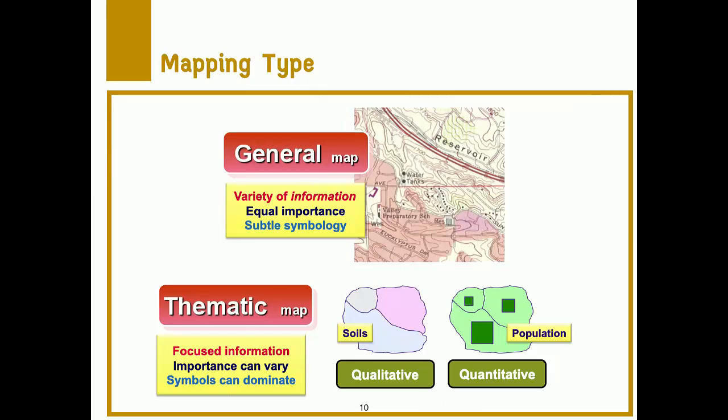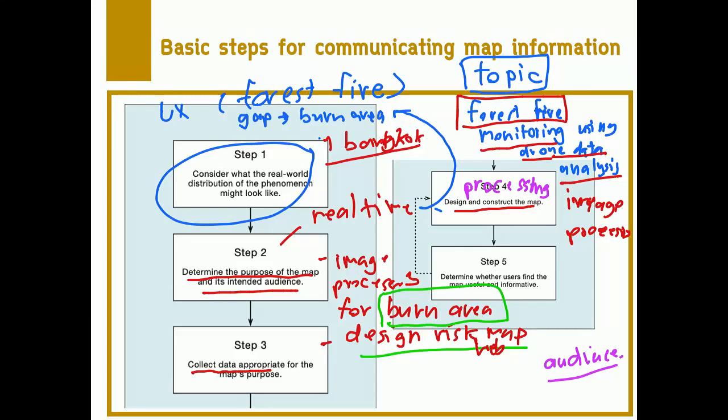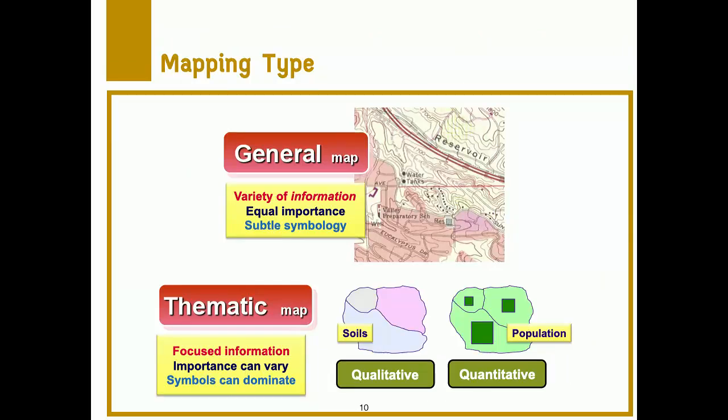Okay, so that one is the overview to create or communicate the information. But today I want you to have more knowledge about what a thematic map is, what symbology you can convey or express via map applications. So first we concern about general maps and thematic maps, right? There are two map types. The first one is the general map and the second one is the thematic map.